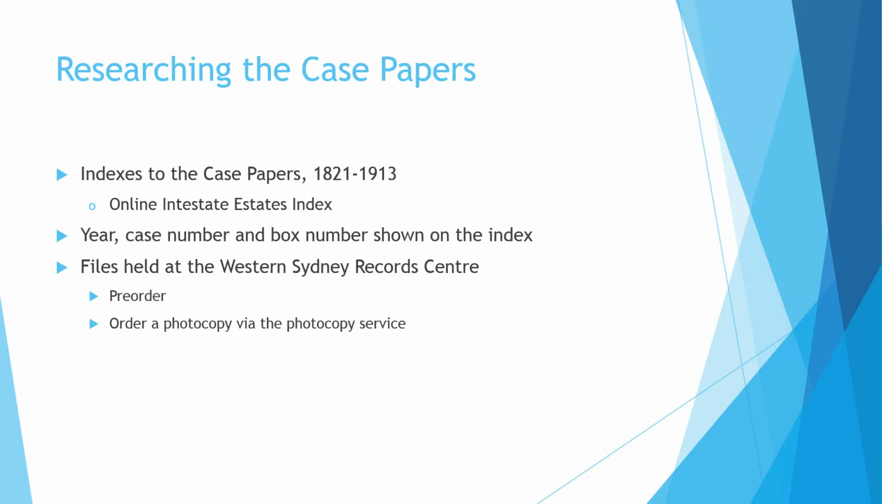So you need to write down the year, the case number and the box number, all of which are shown on the index, and of course the person's name. So you can pre-order those. The files are held at our Western Sydney Records Centre at Kingswood, so you can pre-order before you come.